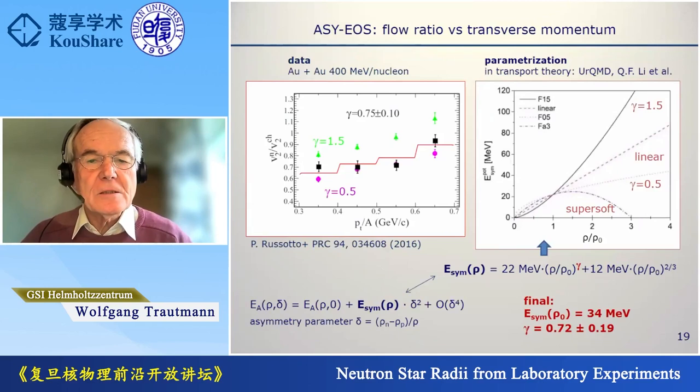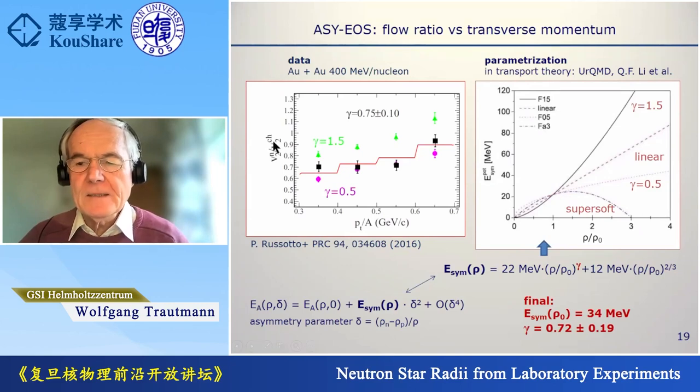Now, let's go to the results. This now is the flow ratio here, the V2 of neutrons divided by V2 of charged particles. For technical reasons, we had to combine all charged particles here. And then it's plotted as a function of the PT, transverse momentum, and black are the data. And then purple and green here are 2 predictions, for the soft case and for the stiff case.